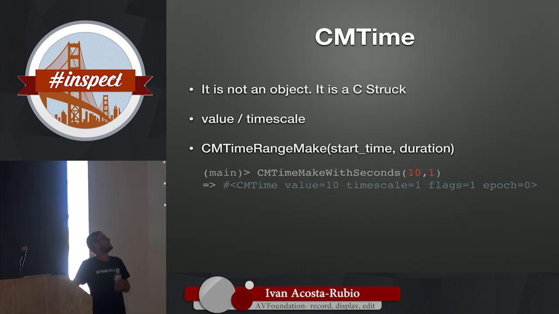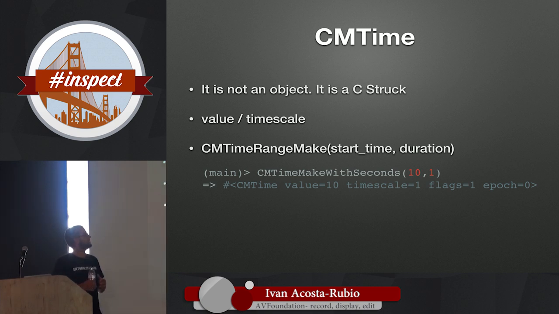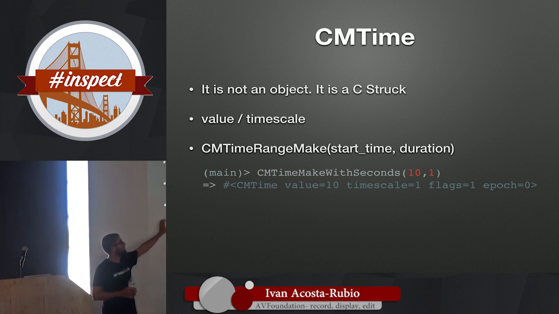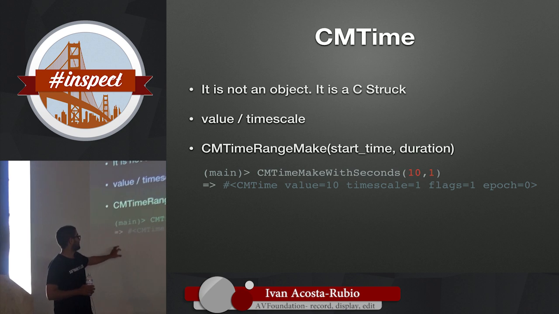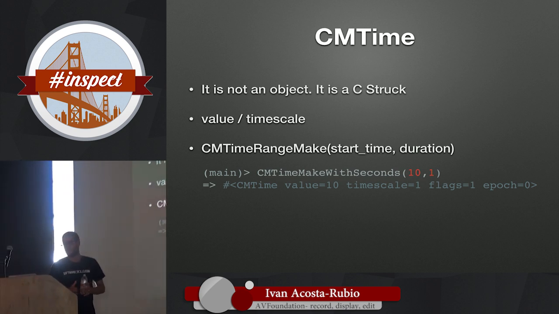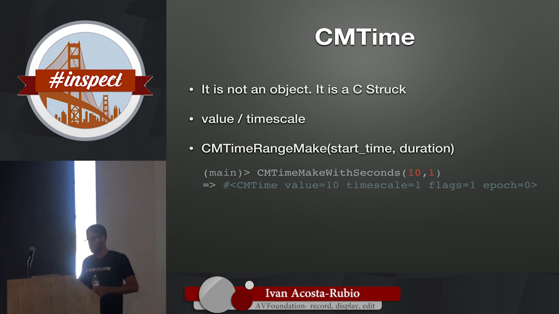Before we delve into that code, we've got to know about CMTime, because for everything related to time in AV Foundation, we have to use these C structs. They're not actually objects. It's part of Core Media. What CMTime does is this: we have a value over a timescale. So the value here is, let's say, 10 and 1, and it gives us this object. This is really important to work with time in AV Foundation.